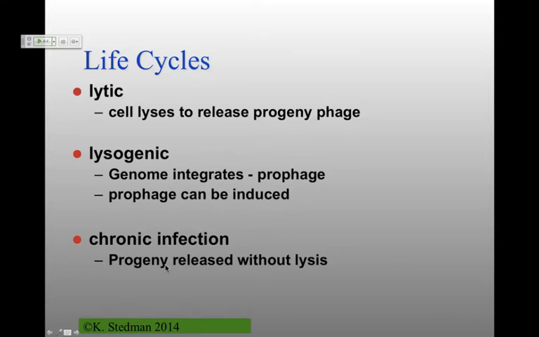HIV and retrovirus infections are usually much more of these chronic infections, and they'll just be continually producing virus. In some cases, the cells that they're infected will die, but in many cases, they're just producing small amounts. So lysogeny, so the genome integrates, what's called a prophage, and then these prophage can be induced, and that leads to the lytic cycle of replication.